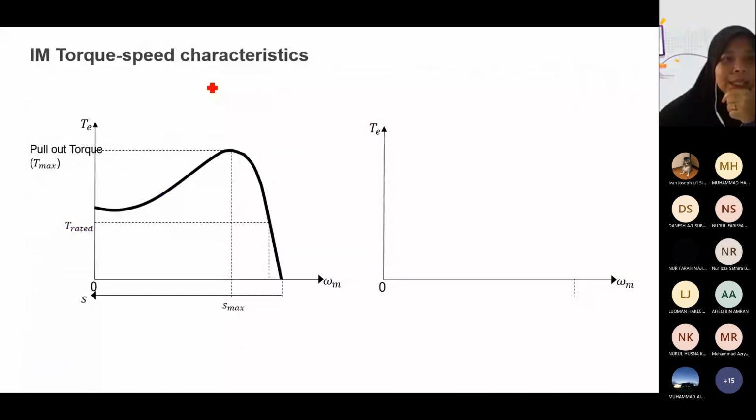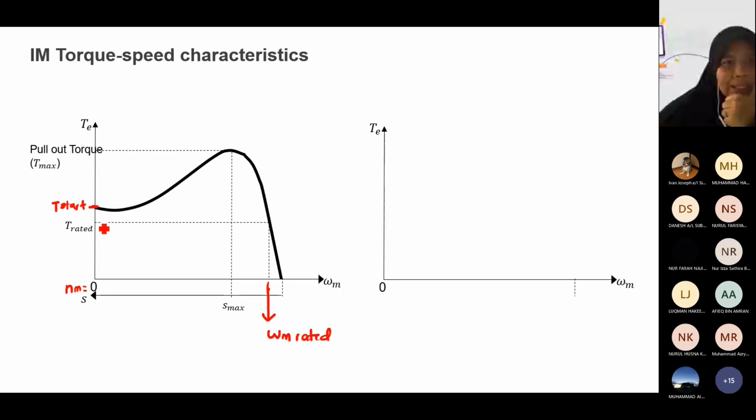Okay, let's look back at what we have learned so far. What have we calculated so far? This is the torque speed characteristic of the induction motor. So we have T rated here, T start here, where you start at 0 speed. You have a rated torque, then you have the starting torque. Then, in the question, you are given the rated speed, which is here. It can be omega M or NM. So this is your omega M rated.